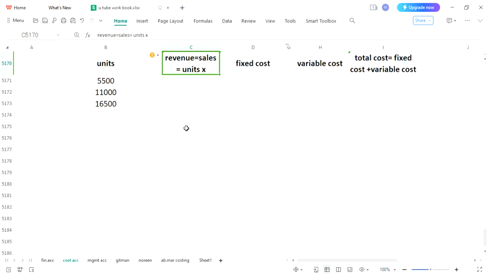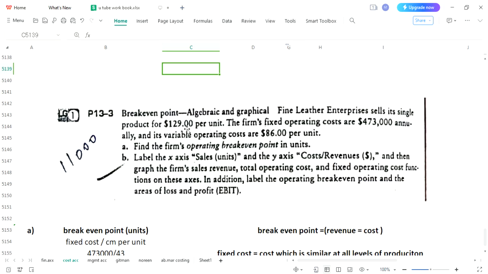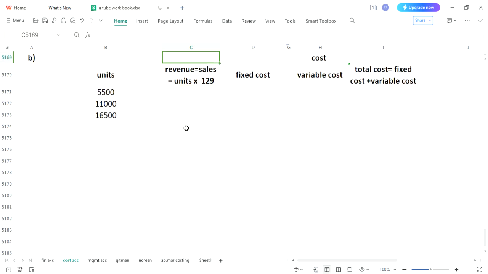So here you will multiply units with 129. Understood? So amount of sale or revenues would be calculated by multiplying units into price per unit. Units over here are 5,500, 11,000 and 16,500. This way you will be able to calculate your sales. So first we will put 5,500 and then we will multiply it with 129. Total sale price of 5,500 units would be calculated in this way.